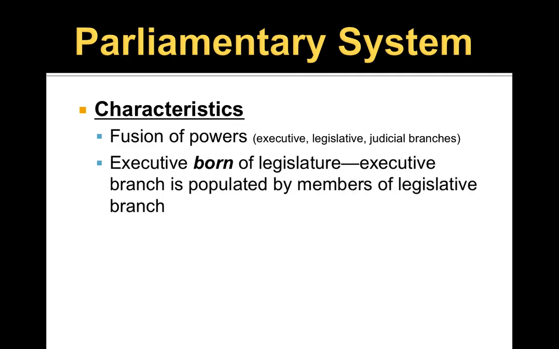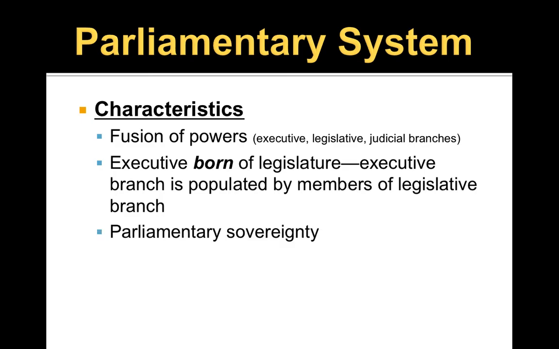Another characteristic of a parliamentary system is that the executive is born of the legislature. In other words, the executive branch is populated by members of the legislative branch. The only way to get into the executive branch is to first be elected to the legislative branch, and then the legislative branch would select you as its prime minister. And if you're the prime minister, then you become the executive branch of England. This idea of giving birth is kind of silly, but it's also quite helpful in thinking about how a parliamentary system is structured. And I'm going to get into some graphics in a second, and you're going to be able to see it.